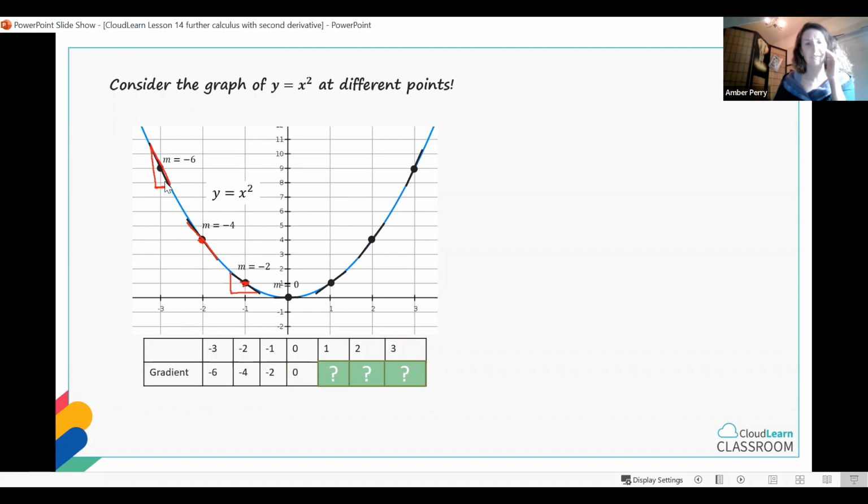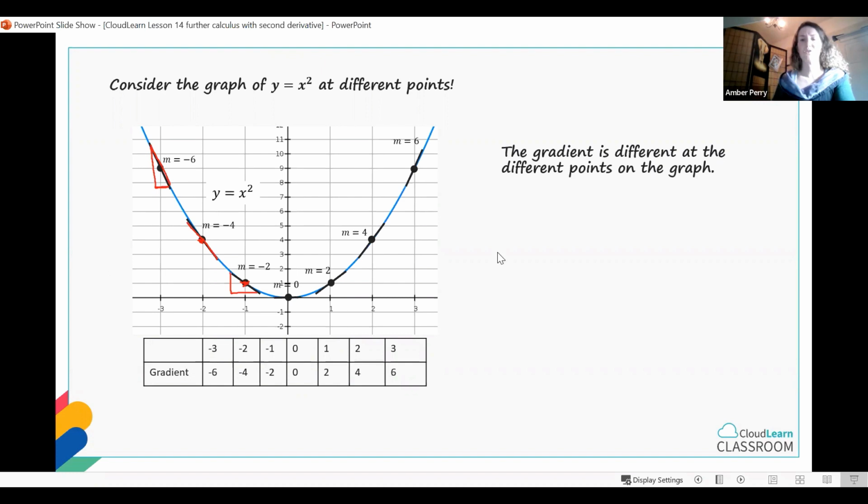So all of these gradients were negative, and they were getting less steep as the graph moved down towards the origin. And then what happens on the other side? Well, the gradients get steeper as the graph goes on up around there. So we've got +2, +4, and +6. That's the value of the gradient at each point on this graph.